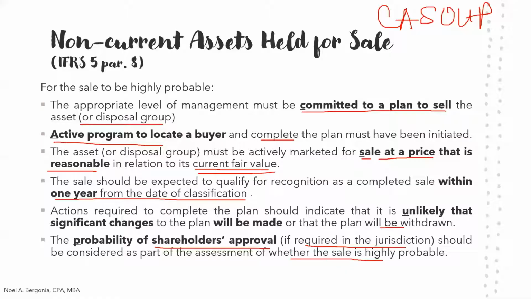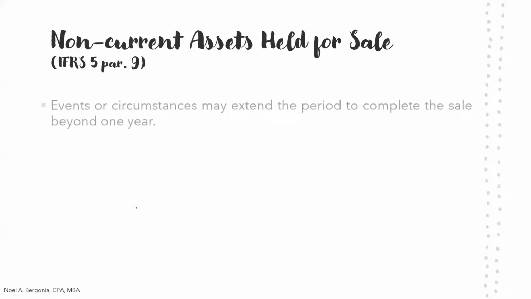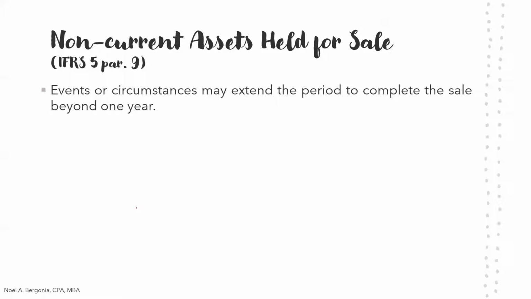Now, on our next slide, we mentioned here that our sale should be completed within 1 year. So what will happen if there is an extension? Will it possibly still be classified as held for sale? So let's find out. Under paragraph 9 of the same standard, events or circumstances may extend the period to complete the sale beyond 1 year. Oh, that's good. It's possible to have an extension beyond 1 year.